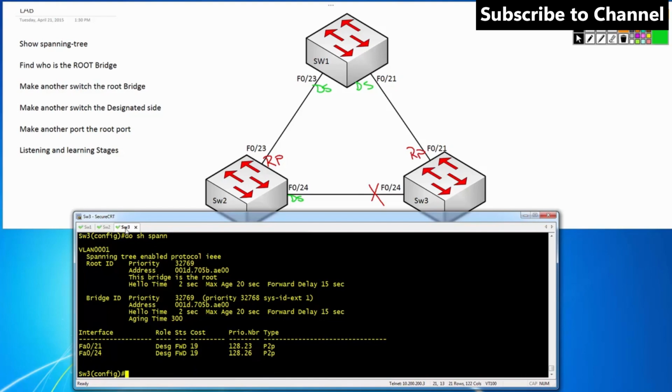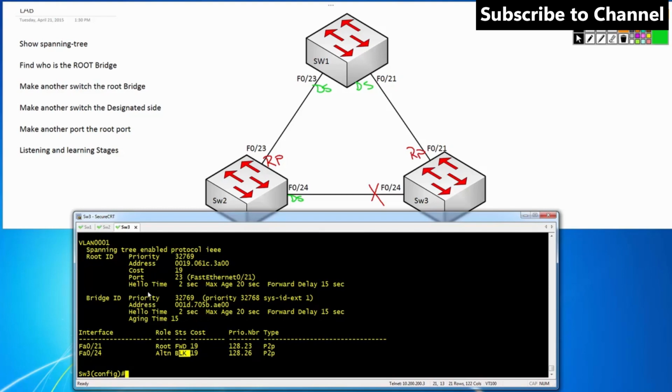Let's give it a minute. While we're waiting for that, let's go over to switch 1 and see if it actually transitioned back over to being the root. Yep, it says this bridge is the root. So switch 2 should have lost its blocking port. There we go. Now it's listening. Now let's take a look at switch 3. And there it goes.